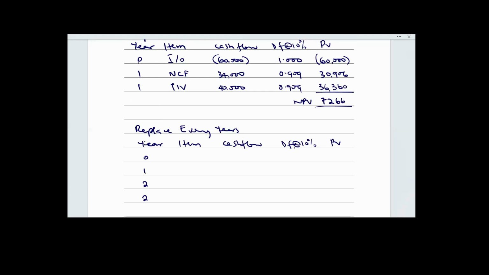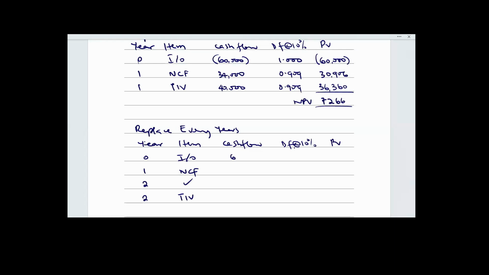Remember what I told you. You are going to be accumulating the cash inflows. All the net cash flow, you are going to be accumulating it. The only thing you don't accumulate is the scrap value, which is specific for a particular year. So initial outlay, net cash flow, then trading value.